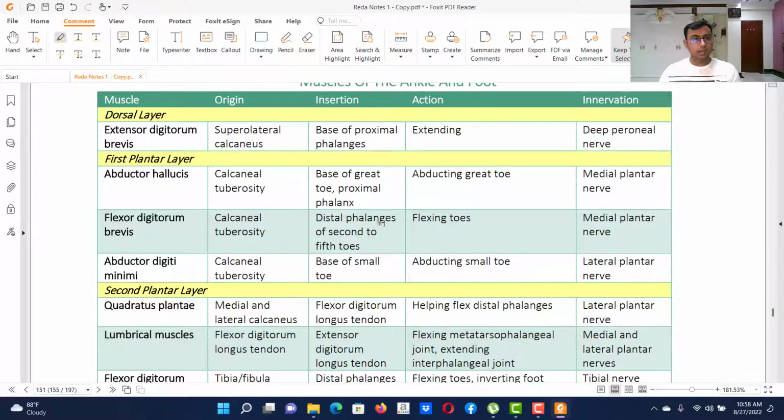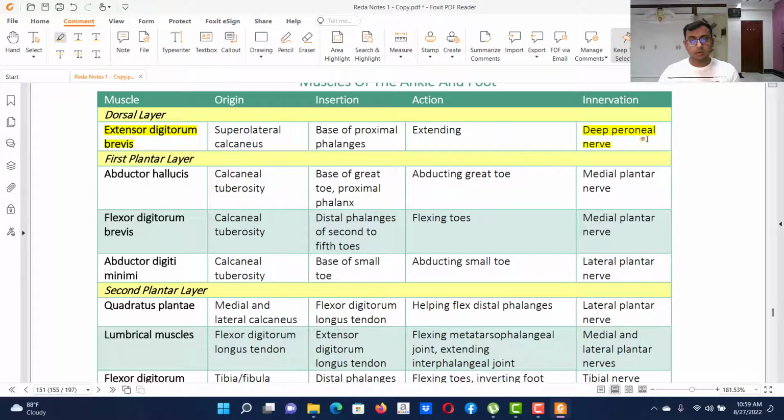Now the ankle and foot. Okay, so dorsal layer, that is extensor digitorum brevis, that is deep peroneal nerve. It is important. Sometimes there is a question that first interdigital cleft, there is a muscle adjacent to the extensor hallucis longus. What was that? And that is extensor digitorum brevis. It is also supplied by the deep peroneal nerve.